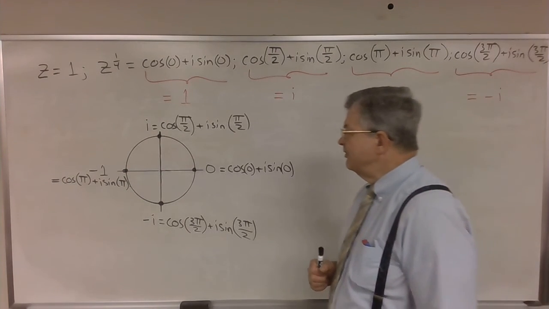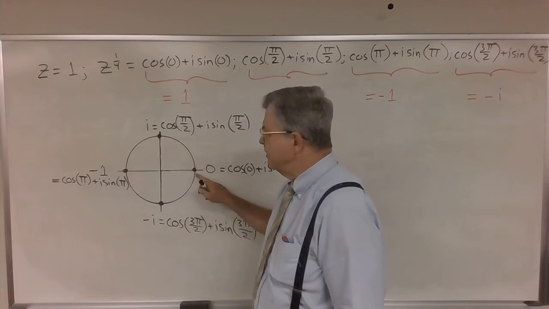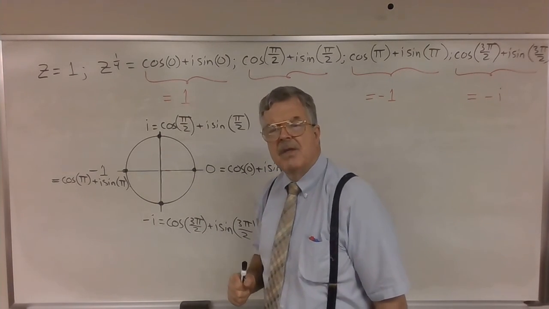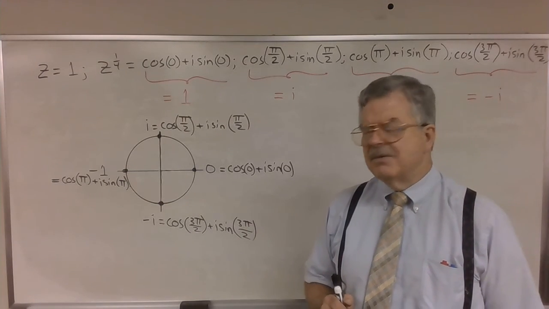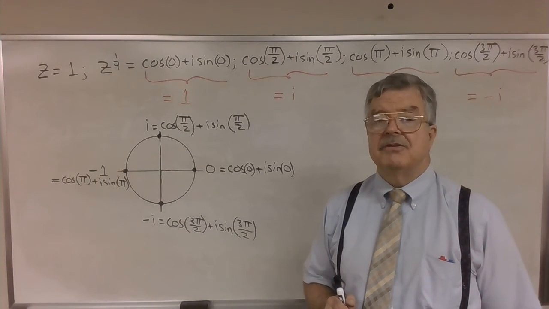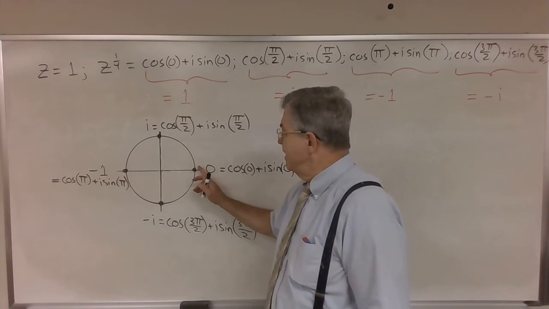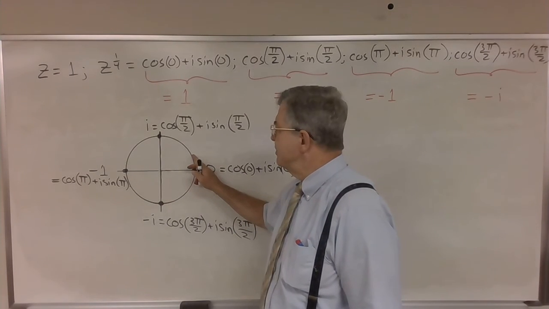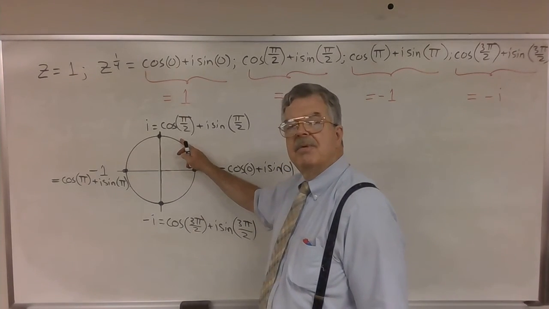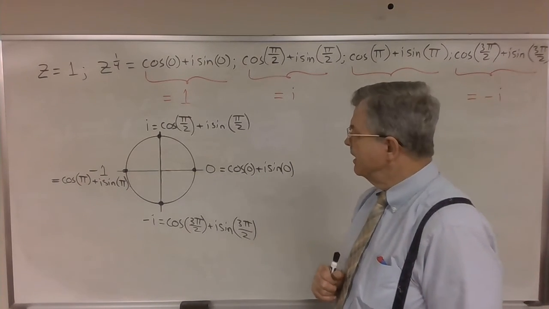Which means, let's see, from here all the way around the circle and back, that's 2 pi. All of the nth roots are going to be equally spaced. So just take 2 pi and divide it by n. And we go a distance of 2 pi over n, there's our first nth root. Go a distance of 2 pi over n again, that's our second nth root, and so forth.